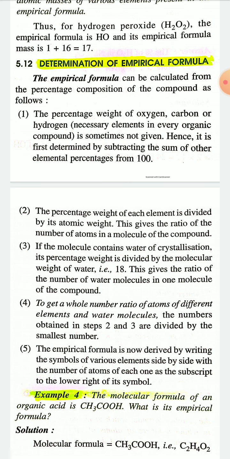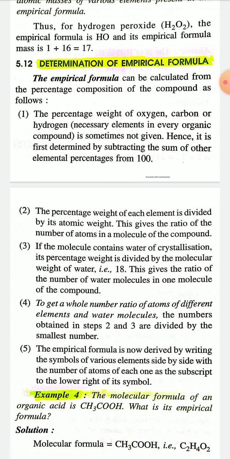Then in the second step, the percentage weight of each element is divided by the atomic weight. That is, you have to divide the percentage weight by the atomic mass of each respective element, and this gives the ratio of the number of atoms in one molecule of the compound.